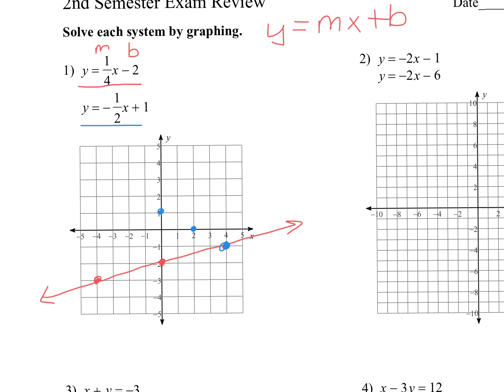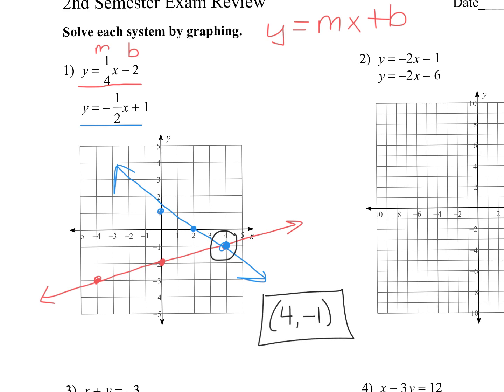Remember when we had 2 equations, what was our ending goal? Where they meet, right? So if we already have them meet somewhere, that's what our answer is. Okay, so they meet at this point right here. So what is my answer? 4, -1. Yep. So wherever they cross, that is where your answer is.